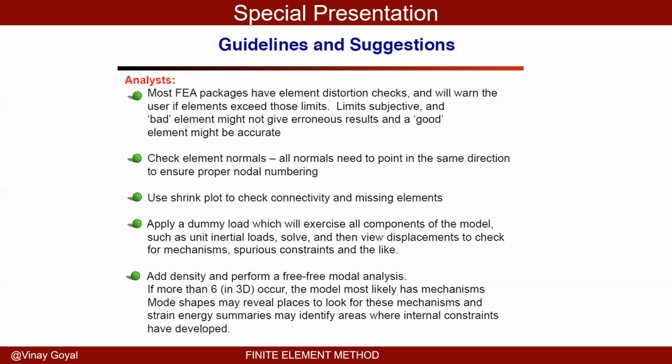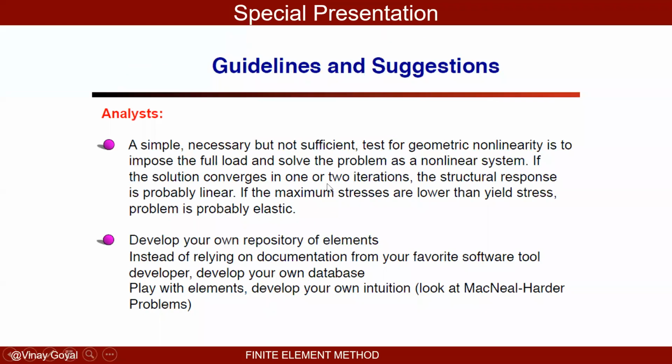And add density and perform a free modal analysis. If more than 6 degrees of freedom in 3 dimensions are free, the model most likely has mechanisms. There are only 6 degrees of freedom on a free 3D structure. You need to have 6 zero eigenvalues. If you have more than that, then you have a mechanism. Next chart, please. In 2 dimensions, we have 3.